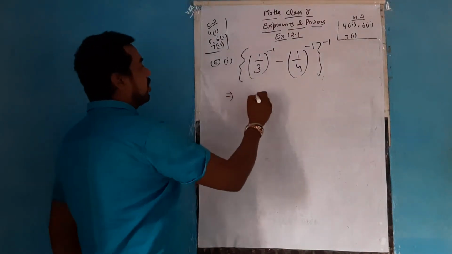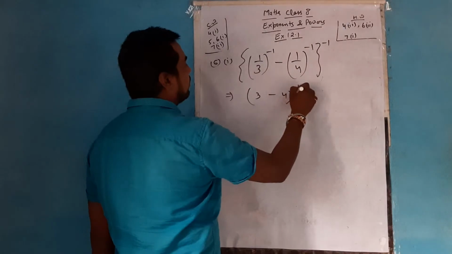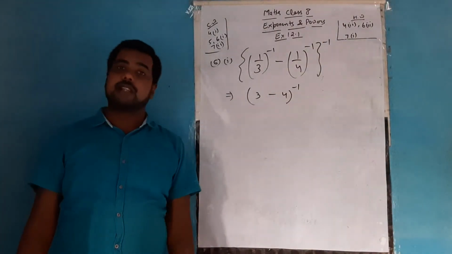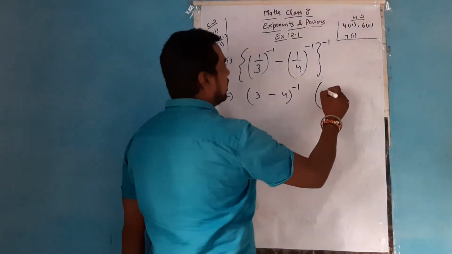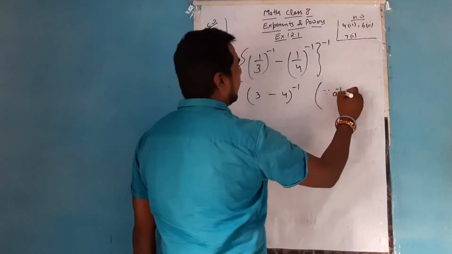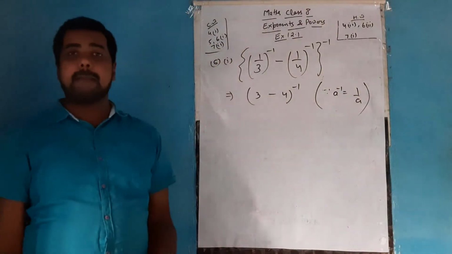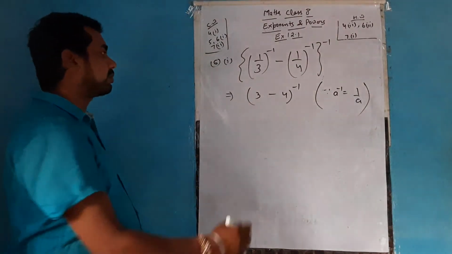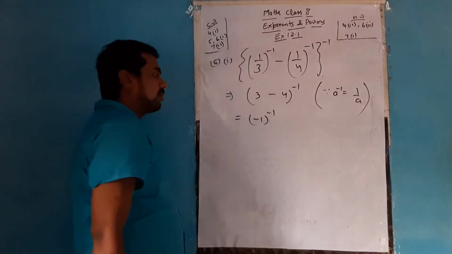So the reciprocal of 1 by 3 becomes 3, the reciprocal of 1 by 4 becomes 4, and the power minus 1 which is outside remains as it is. The law used here: a power minus 1 is 1 by a, or a power minus m becomes 1 by a power m. Both you can write. So 3 minus 4 is minus 1.